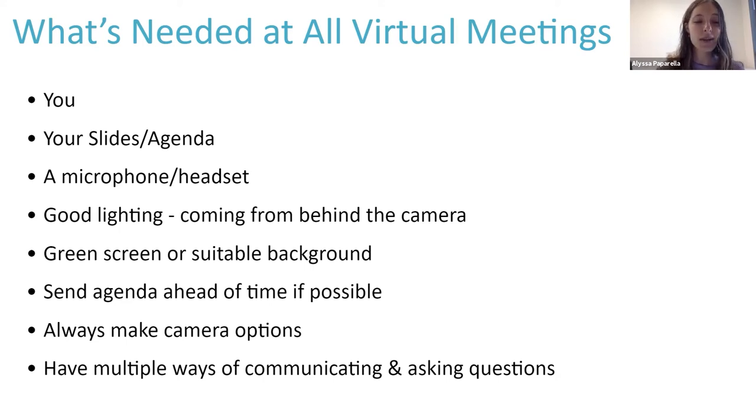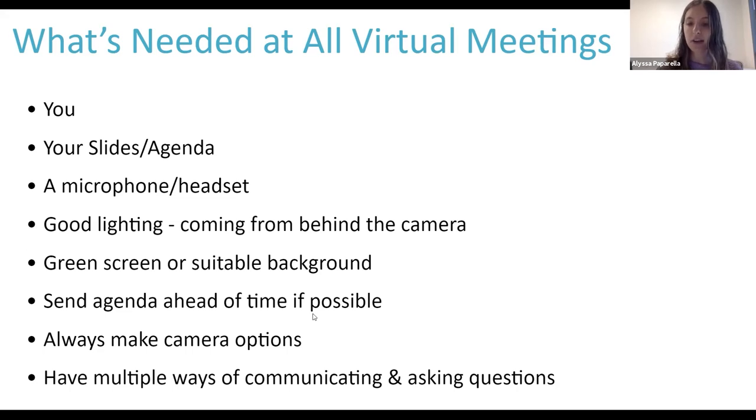You also want to be able to send the agenda ahead of time if possible. So this allows people to know kind of what's going on and gives them the ability to follow along during the talk. Also, when it comes to having an online event, it's great to have cameras on, but it should not be required. You should always give people the ability to have their cameras off. They might not be in the environment where they are able to turn a camera on, or they may be resting or just not feel comfortable for doing so. So having the option to have your camera off is an accessible practice that benefits everyone.